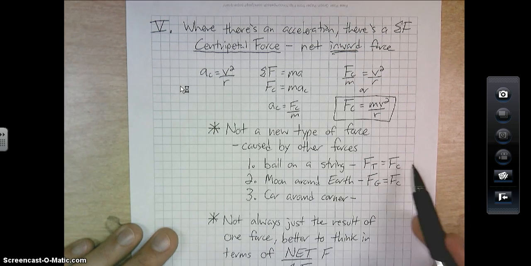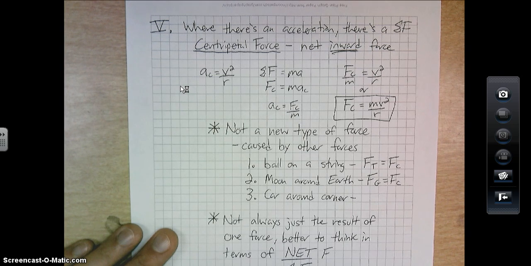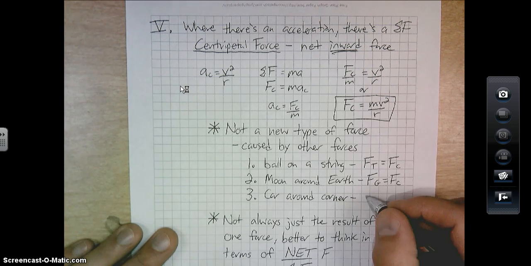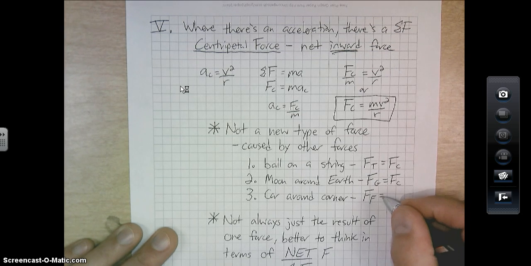Which means you can set them equal to each other. A car around a corner: why when you make a turn do you not just stay going in a nice straight line? You're able to turn the corner because in that case there's friction between the tires and the road. Now in that case, friction is the centripetal force.